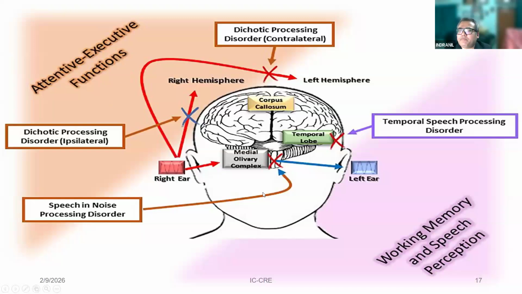So this is how you know that there are attentive executive functions on one side, like dichotic processing disorders, that is ipsilateral processing. So in one ear I am giving noise and speech, and when you use both ears, that is the diotic condition. In dichotic and diotic conditions, there will be a lot of hemispheric involvement. The corpus callosum is the connector between right and left. The right is usually the musical hemisphere, and the speech and language hemisphere is the left.